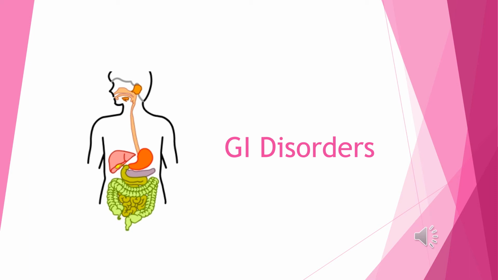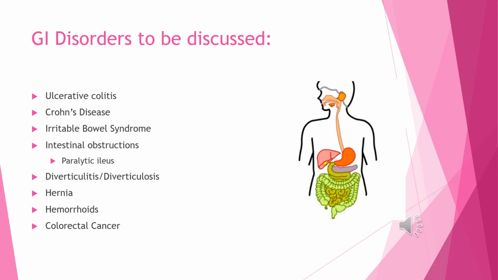Hello, this audio lecture is going to be about the GI disorders found in Unit 4. The disorders that will be covered will be ulcerative colitis, Crohn's disease, irritable bowel syndrome, intestinal obstructions, including paralytic ileus, diverticulitis and diverticulosis, hernia, hemorrhoids, and colorectal cancer.